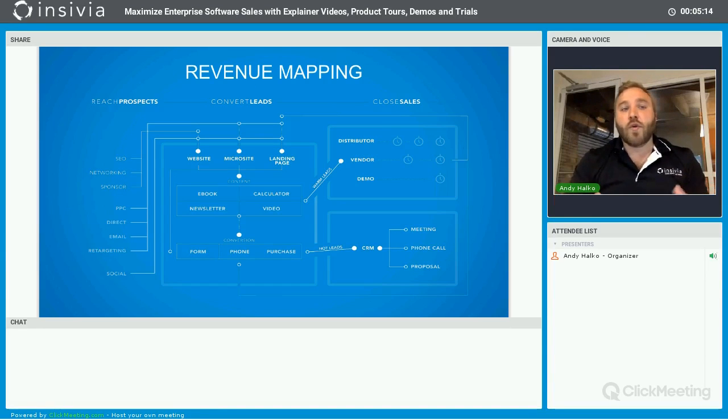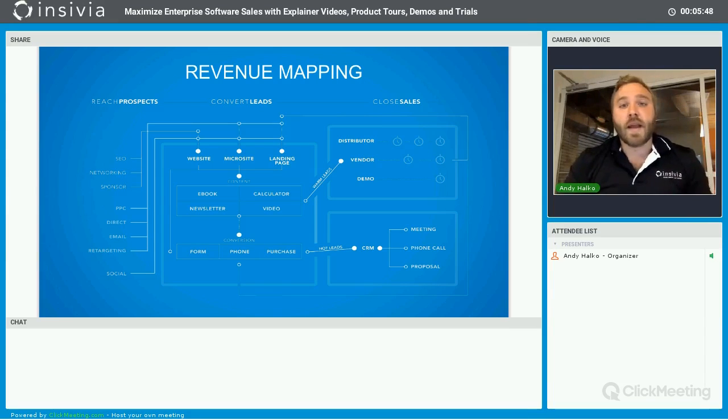Now, I love our revenue map, and we talk about this often, because it describes the holistic picture of what a marketing system should look like. On the left-hand side, we have the tactics that we use to gain awareness for our business. Things like search optimization, direct, people directly typing in our URL, networking, sponsorship, pay-per-click advertising, events, whatever it might be. And all of those things typically drive into three places: a website, a microsite, or a landing page.